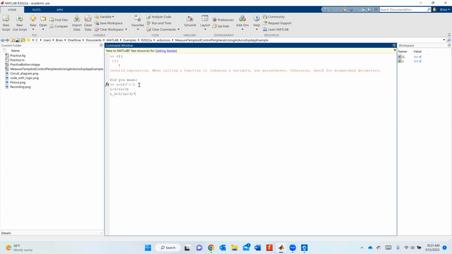And then you do e to the negative T s, where T is equal to 1 because we have a 1-second delay, and then the first order Padé approximation. And then after that, we're going to plot the root locus of L, and then we're going to plot the root locus of L with the delay. And so we're going to plot both of those.